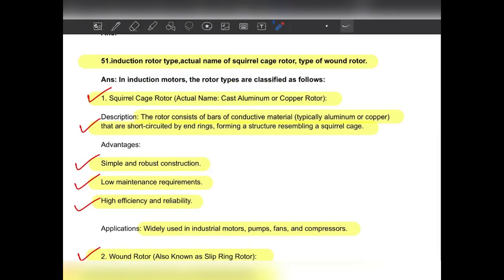Induction rotor types. In an induction motor, there are various types of rotor we use. The squirrel cage rotor, I already told you, is the cylindrical type made of cast aluminum. Basically we also call this induction motor a cast aluminum motor. The squirrel cage rotor has a conductive material, aluminum or copper, short circuited by the end rings, forming a structure like a squirrel cage.